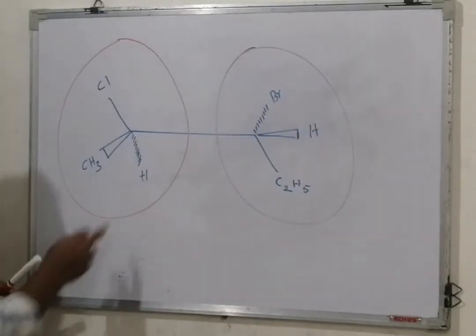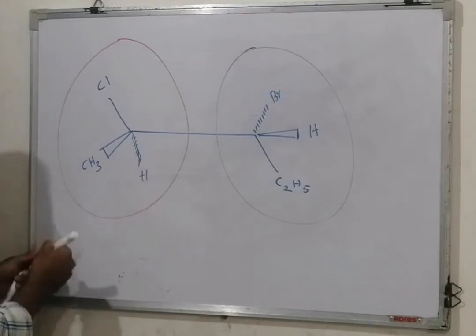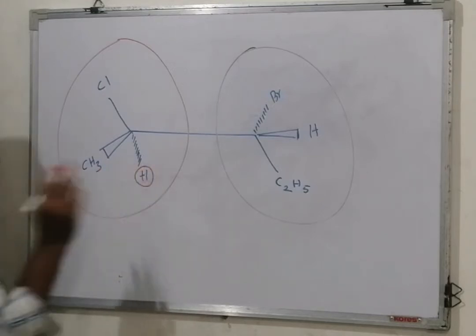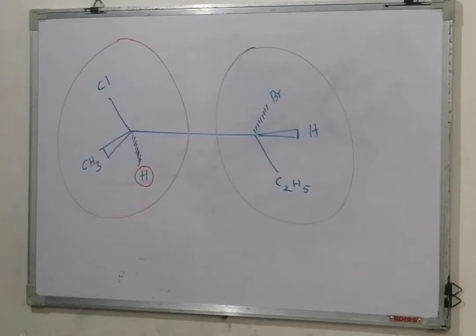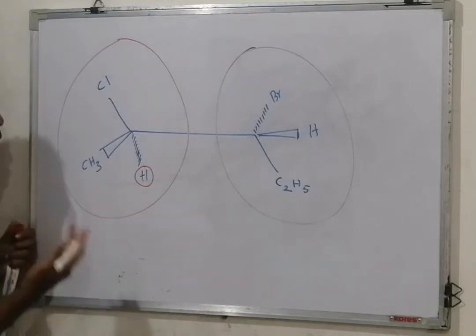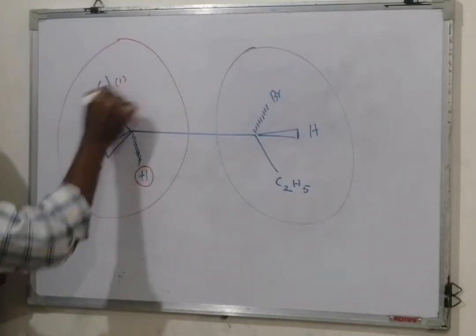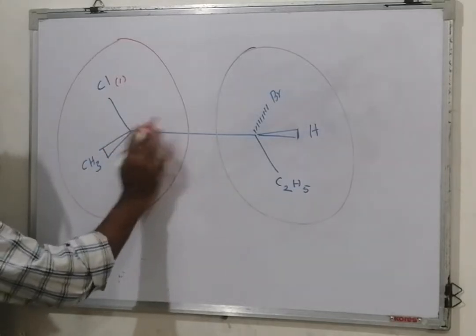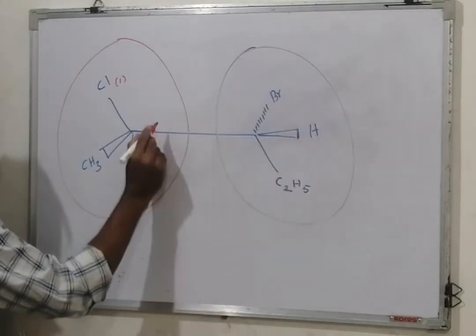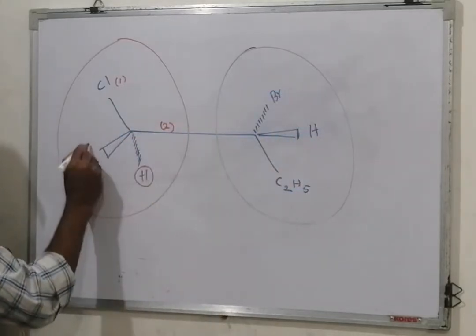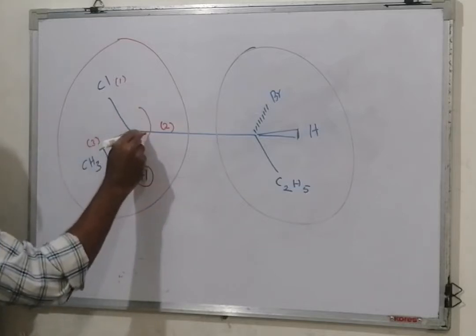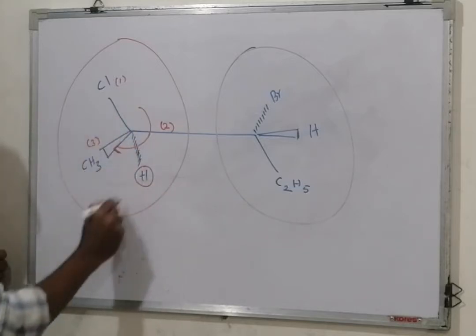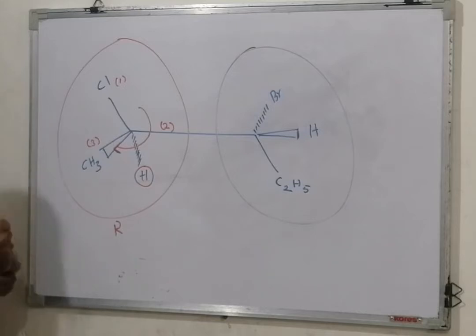Here, luckily, the last priority group, hydrogen, is away from the observer. Therefore, we are very lucky. No confusion about it. 1. Here CH3, here a C, all this group. Therefore, this goes to the second one. This is the third. Therefore, you got it like this. Therefore, here R, no problem.